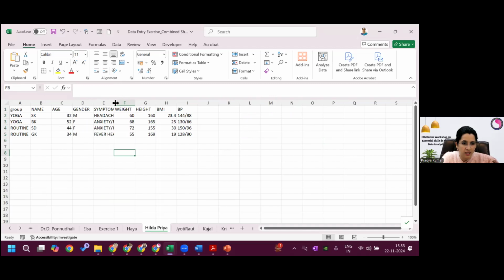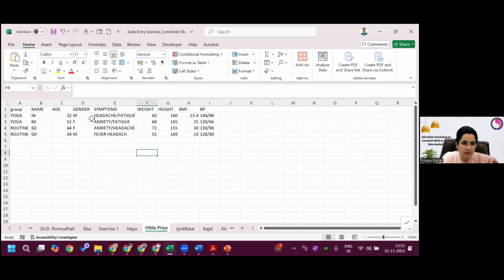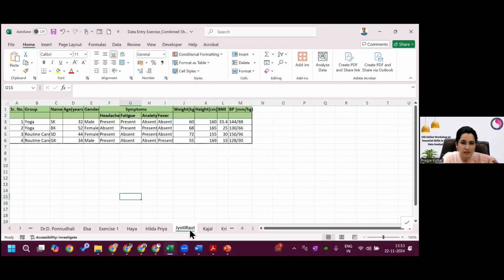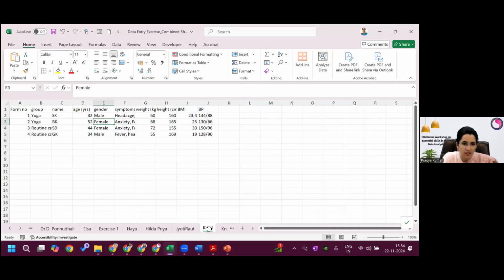Hilda, again symptoms and BP, you can see. This in one, sorry, and this BP in one. Jyoti has done it all correct, except BP. She has done headache and fatigue separately. She has colored also, that is good, but this BP should have been in a separate column. Kajal, again the same problem, symptoms and BP.